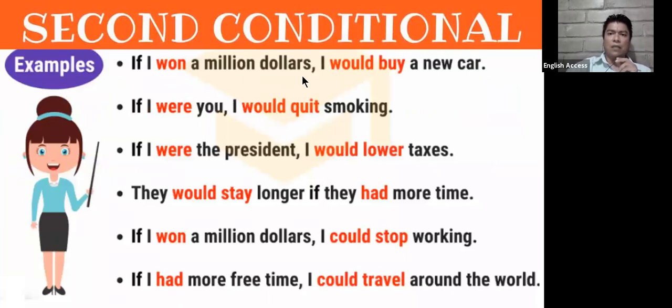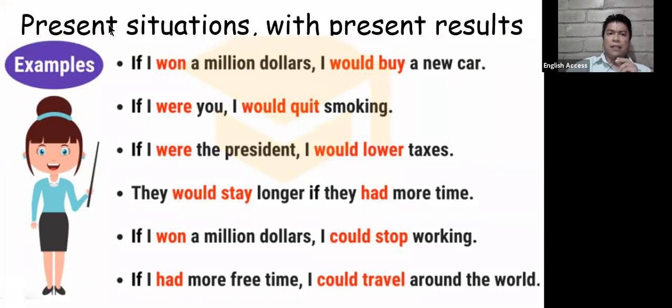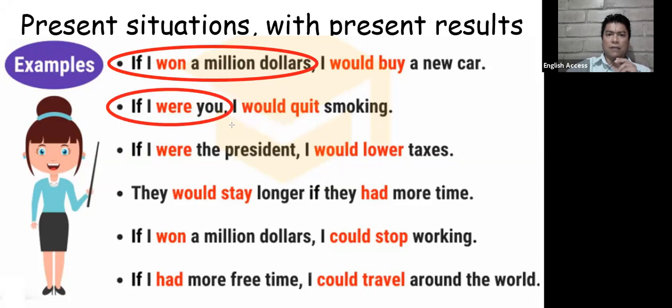If I won $1 million, I would buy a new car. If I were you, I would quit smoking. If I were the president, I would lower taxes. So what we have is a present situation, which is this. A present situation: if I won $1 million, if I were you, if I were the president. What about the next one? Number four, what's the situation?